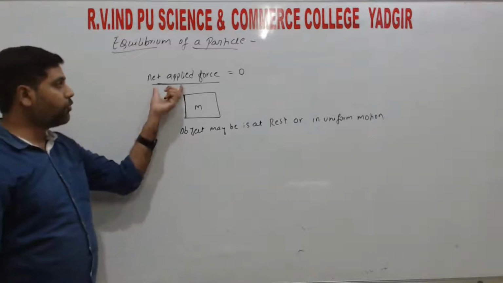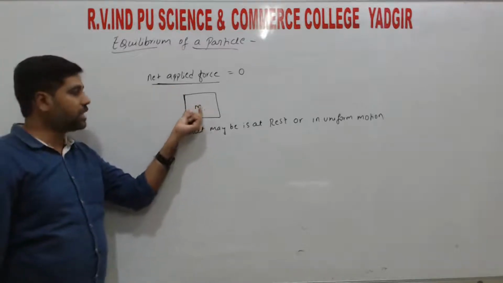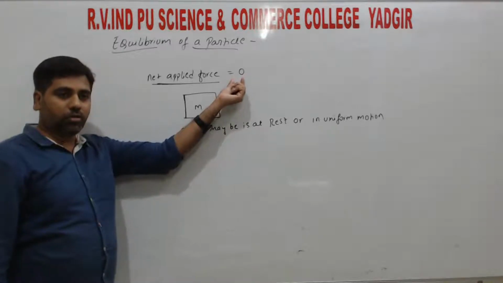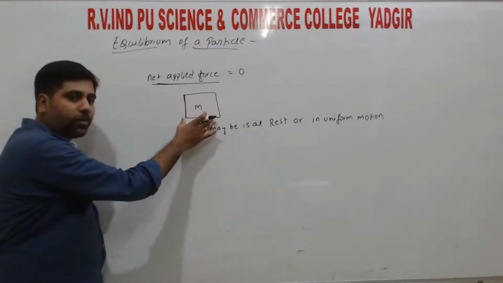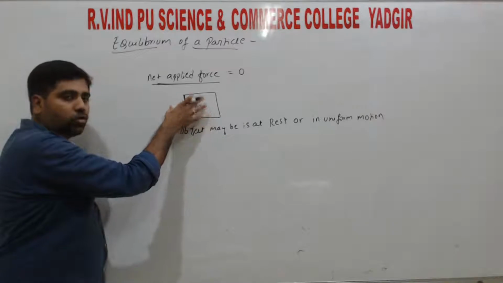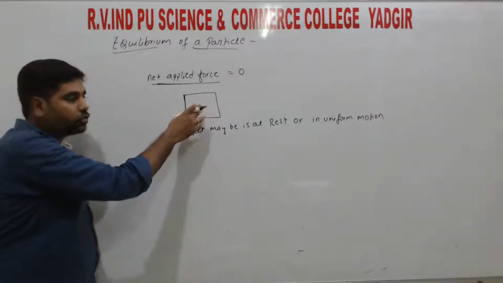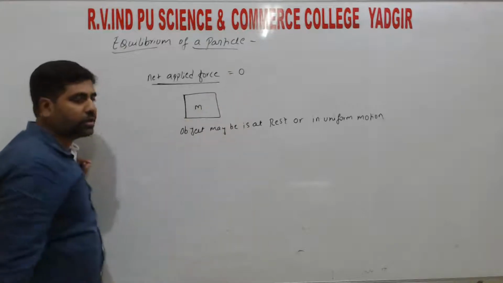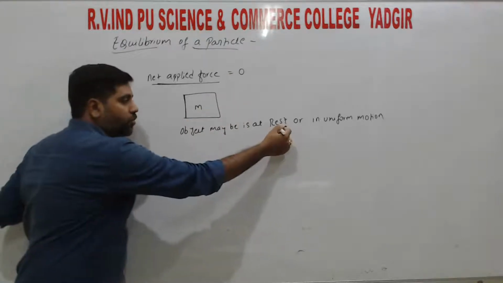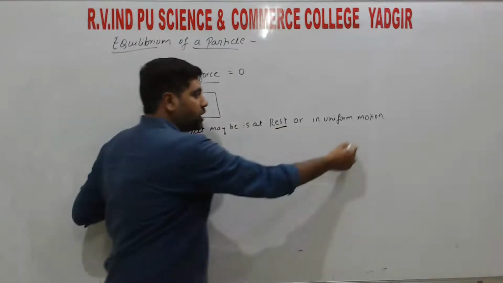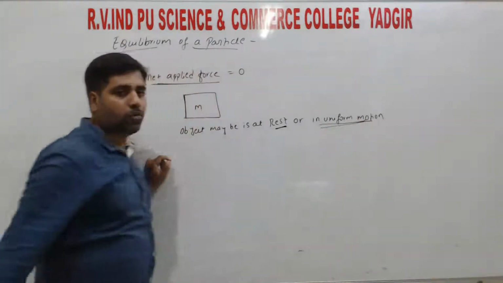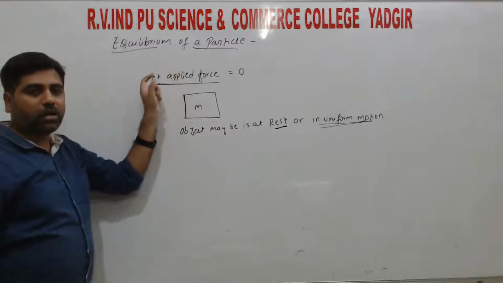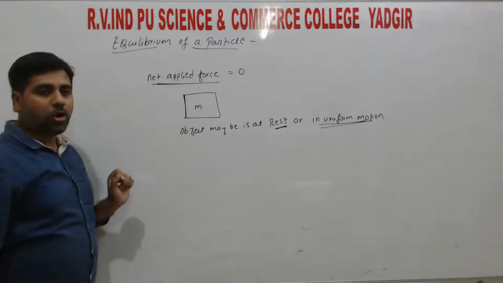So the net applied force means the total forces acting on the object, and that must always be equal to 0. Net means the total forces which are acting on this object, and that must be equal to 0. In that case the object may be at rest or in uniform motion. That we call equilibrium of a particle or equilibrium of an object.